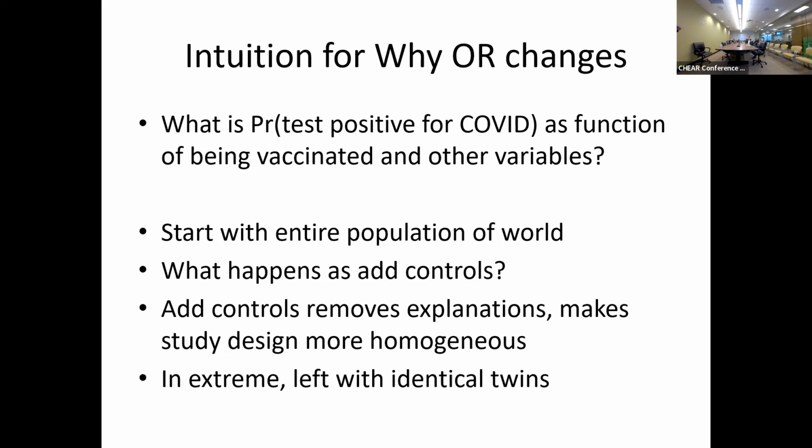Okay, so you would expect beta over sigma then to get bigger as you narrow the sample down to identical twins, for whom vaccination is the only possible explanation of whether or not they're testing positive. Okay. All right. Next slide.